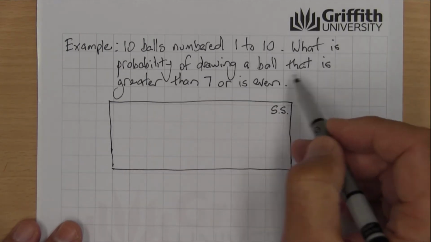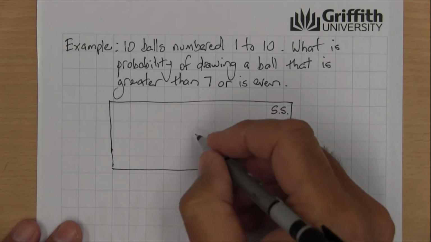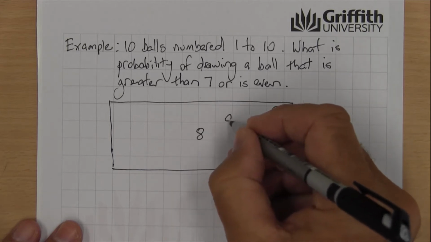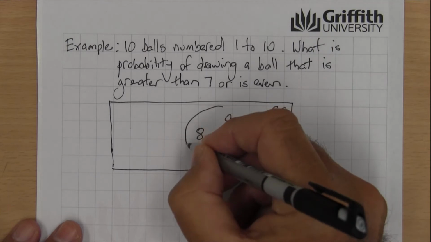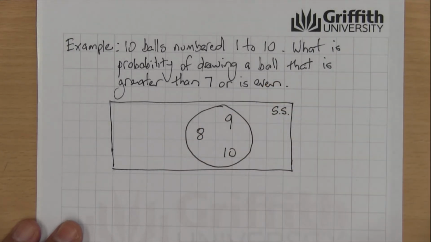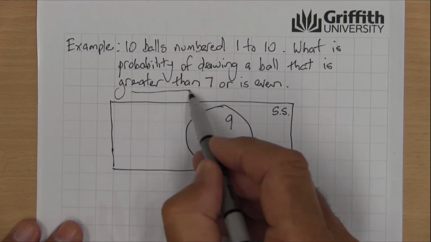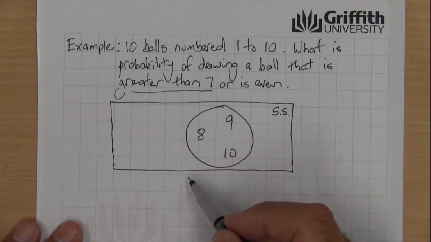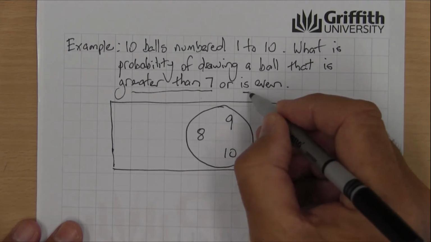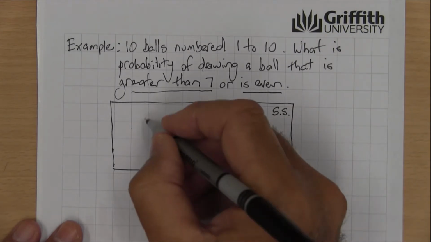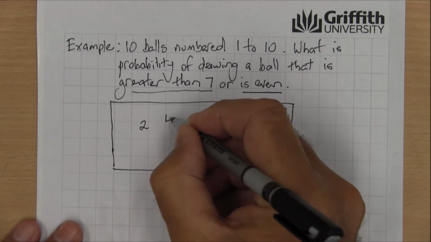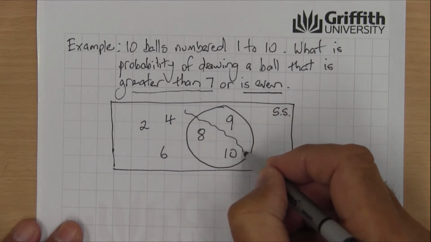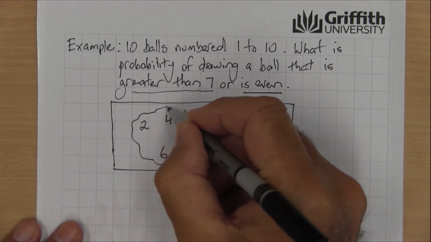What is the probability of drawing a ball that is greater than 7? Now, greater than 7 does not include 7, so it is 8, 9, and 10. So that is greater than 7: 8, 9 and 10. Now all the rest can go around the outside, but the other one we're interested in is even. So we can put in here 2, 4, 6, then we've got 8 and 10. So there is another event.